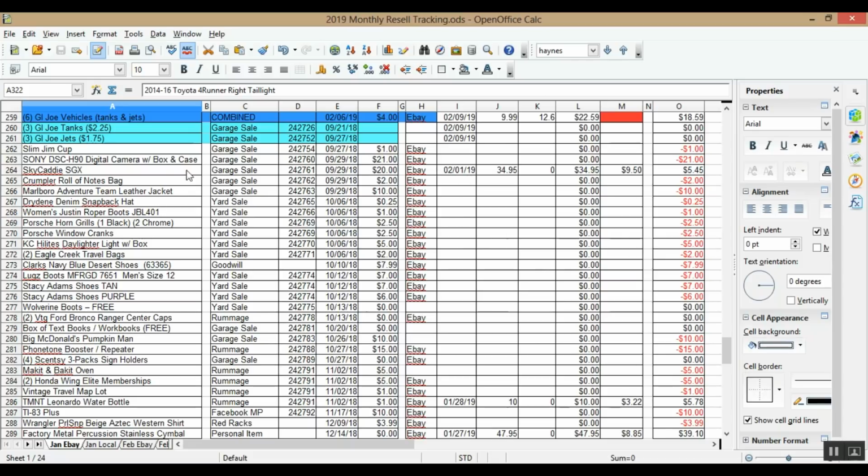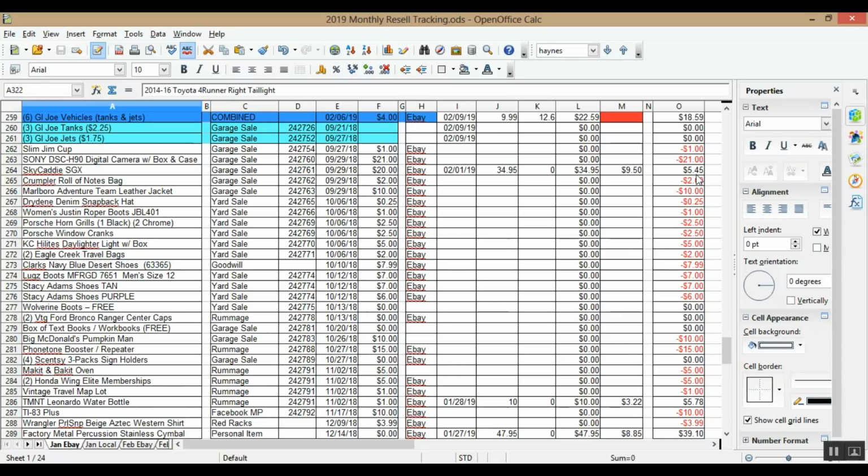So like this thing right here, I bought at a garage sale. There's the receipt number. I bought it on that date. I spent that much on it. It sold on eBay on this date for that much with free shipping. So they paid that much. That's how much shipping cost me. That's my profit, not including eBay and PayPal fees.